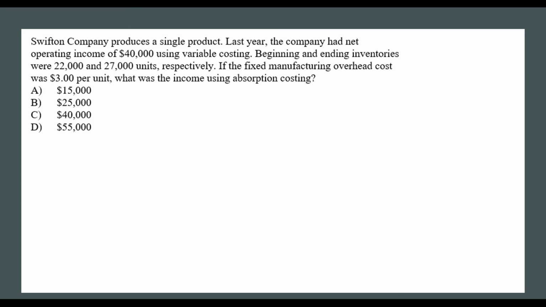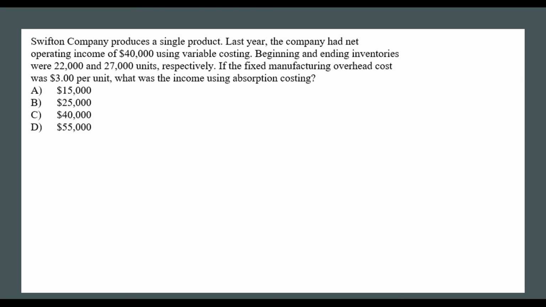So guys, what is our answer here? It's letter D, $55,000. So how did we compute for this one? The treatment in the problem would be reconciliation. So we have here beginning and ending inventory of 22,000 and 27,000 units respectively. So what can we infer from this? Meaning to say, the inventory had an increase of 5,000.